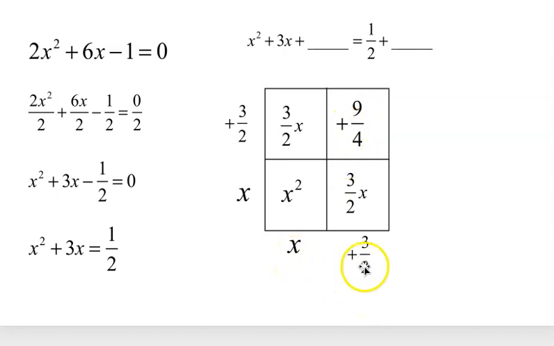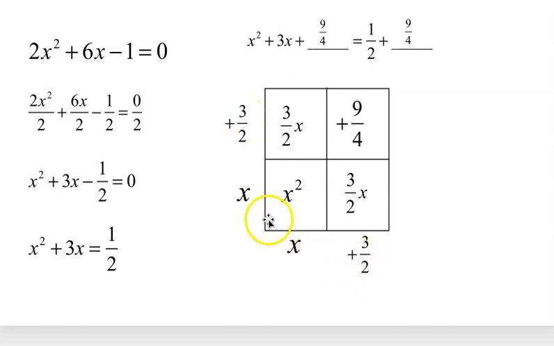The width is x plus 3/2, the height is x plus 3/2, the length and the width, height and width, whatever you want to call them, are the same. So this rectangle is a square. That plus 9/4 will get added to both sides. Plus 9/4 on the left, plus 9/4 on the right. Now what does that left side represent? Again, x squared plus 3x plus 9/4 are these four boxes all together. But these four boxes are the same as x plus 3/2 times x plus 3/2.